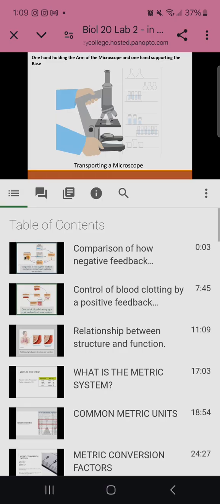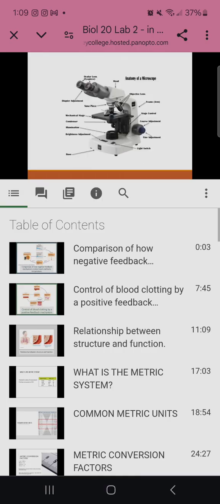Also, don't forget slides on the microscope. Return the slides back. Everyone, this is a compound light microscope, the one in front of you. It's called compound, meaning more than one, because it has more than one magnifying lens.